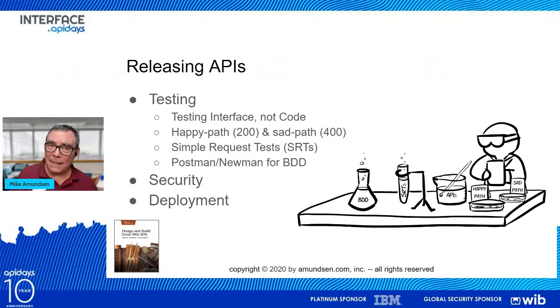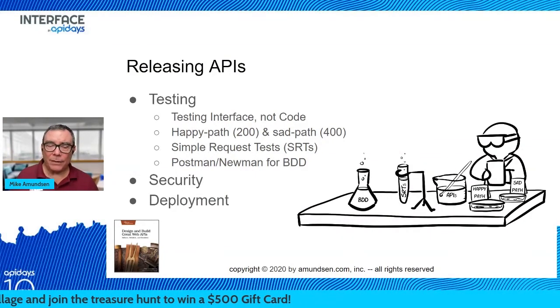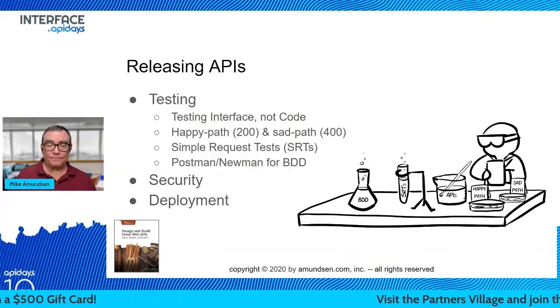You also need to test both the happy and the sad path. I need to test things that would return 200. I also need to make sure I know what's going to return 400. So invalid arguments, duplicate records, all sorts of other things need to be tested as well, and make sure that I can confirm the interface does that as well.